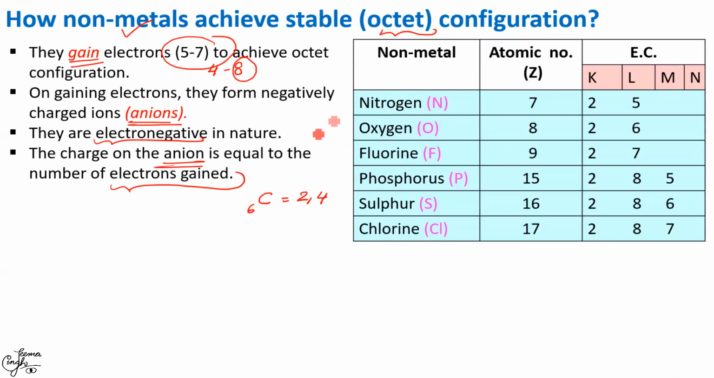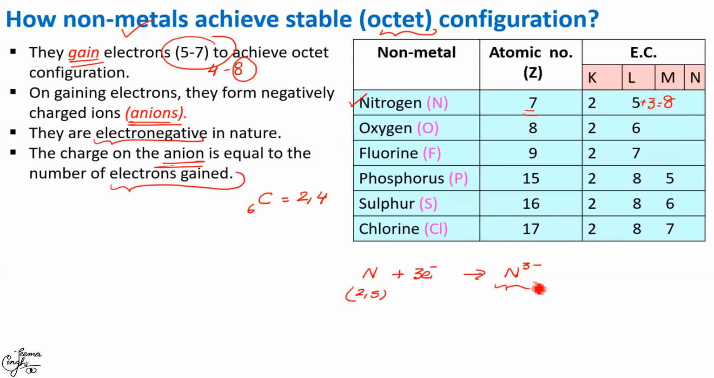Let us look at some examples to understand these points, beginning with nitrogen. Nitrogen has atomic number 7. The electronic configuration is 2, 5. Now it is difficult for nitrogen to lose 5 electrons. It wants its valence shell to have 8 electrons. So it gains 3 electrons. So when nitrogen with electronic configuration 2, 5 gains 3 electrons, it will develop a 3 negative charge.